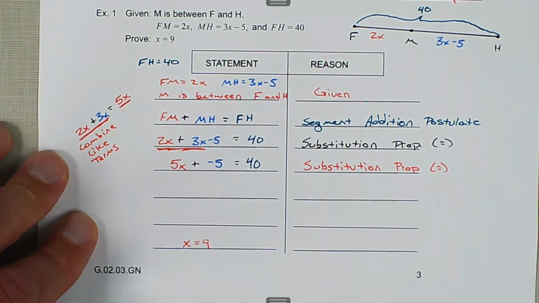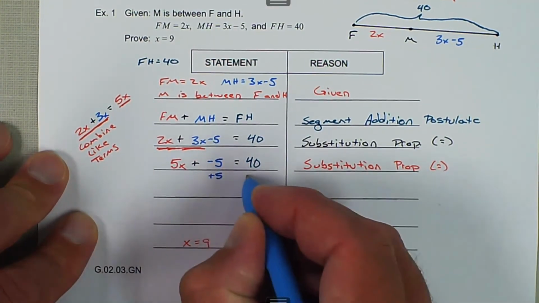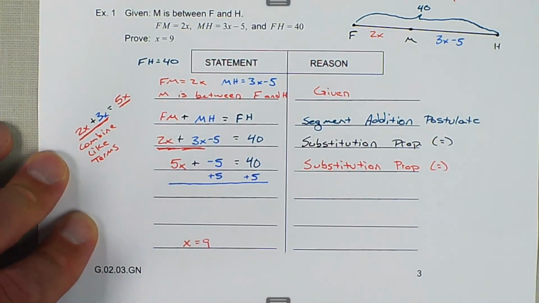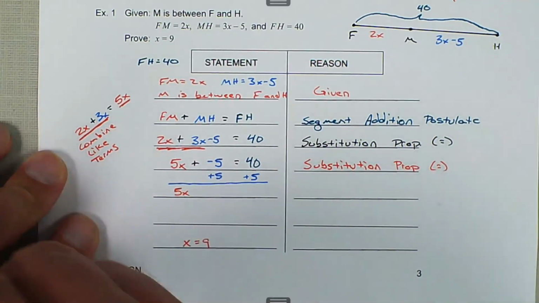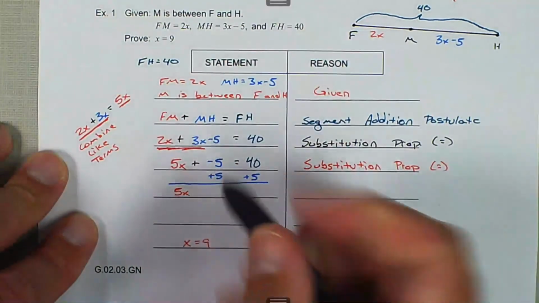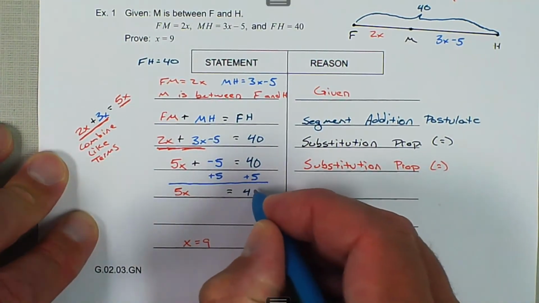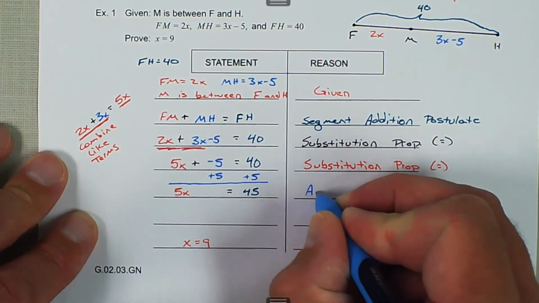So the next thing that we can do is we want to get rid of this 5. So if we add 5 here, then we want to add 5 here. And when it's all said and done, then we get 5x is equal to 45. And the reason that we could do that is because that is the addition property of equality.